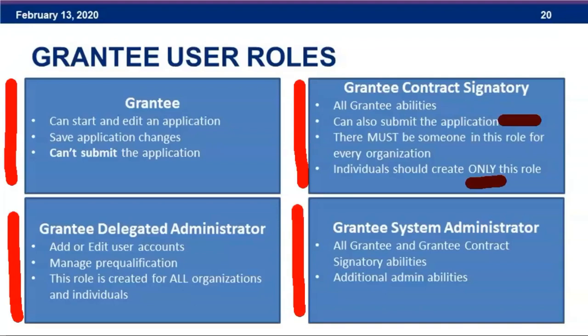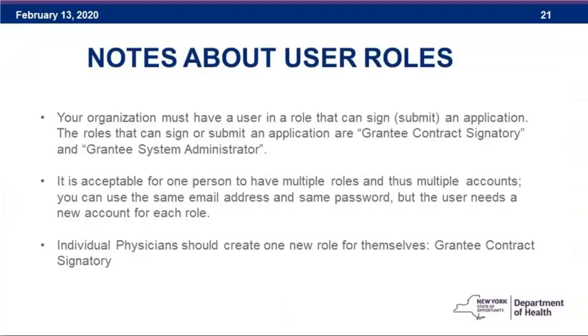All right, so again, an individual, you're going to be set up as a grantee delegated administrator. First thing you need to do is set up the grantee contract signatory. A couple more notes about it. Your organization must have that user in a role that can submit the application. Again, I suggest the grantee contract signatory, but you can also use grantee system administrator.